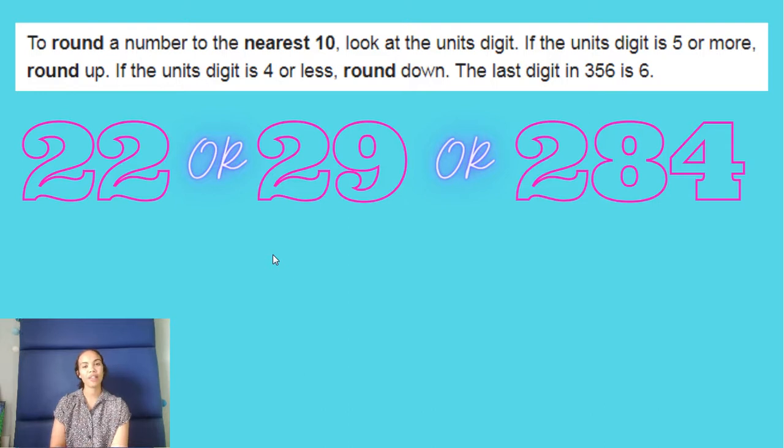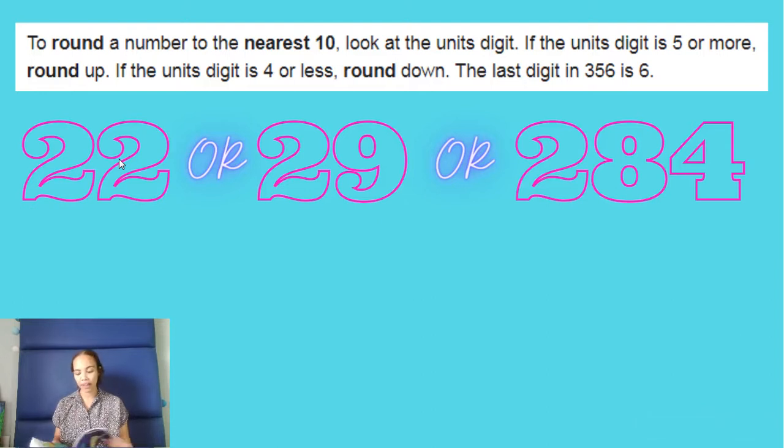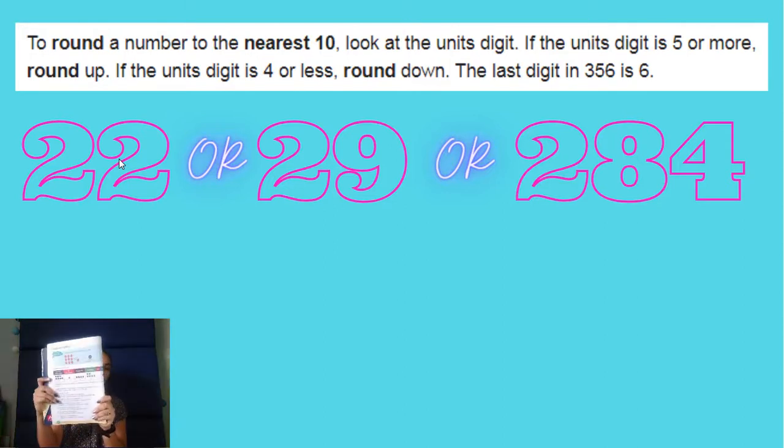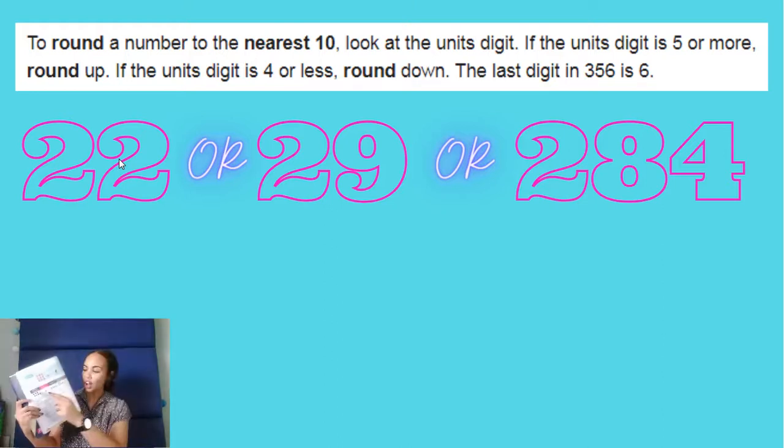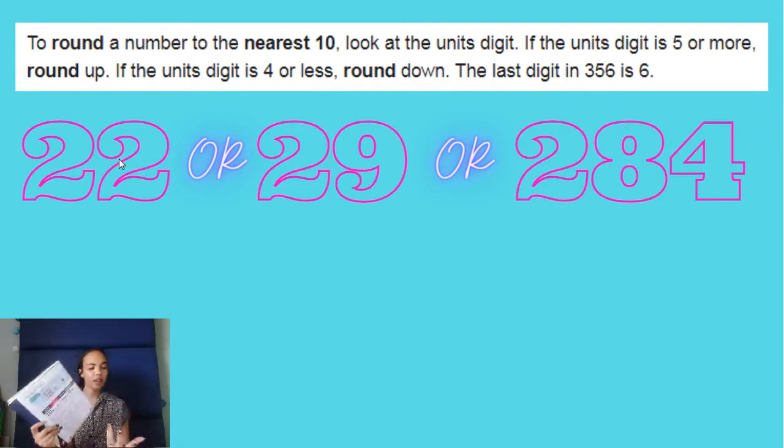We're going to start by rounding to the nearest 10. To round a number to the nearest 10, look at the units digit. Okay, so we're going to be looking at the digit in the units. Now this is very, very important. If you do not know your place values, then you can have a look over here in your textbook on page number 2. There's all the place values that you need to know right there.